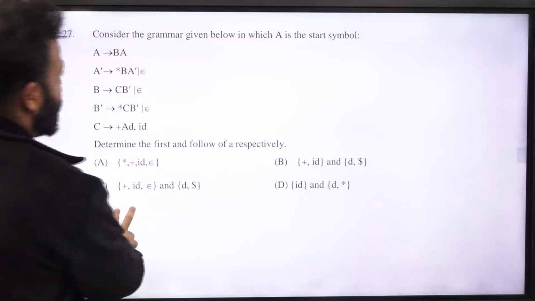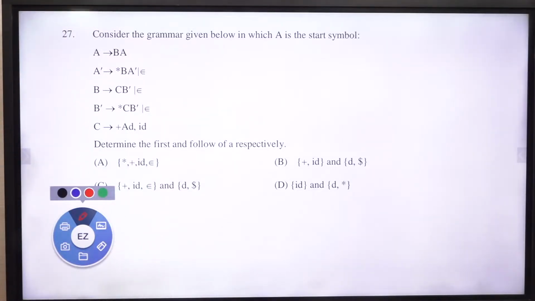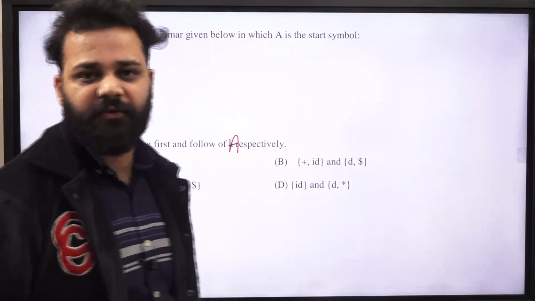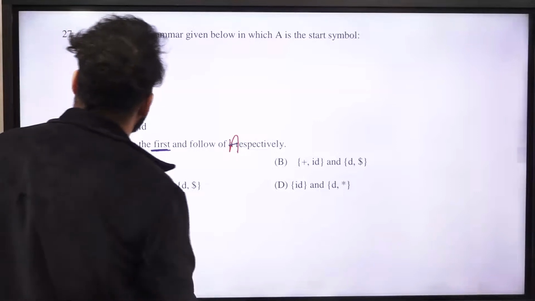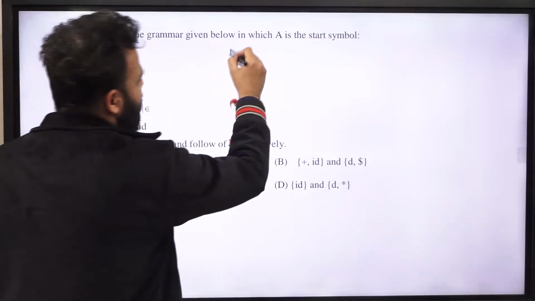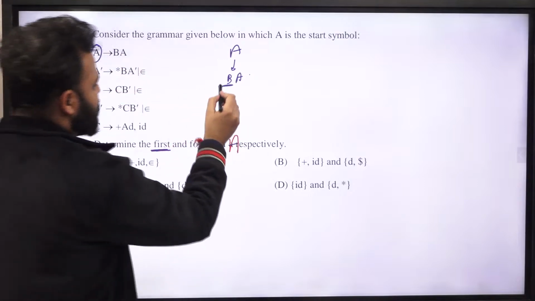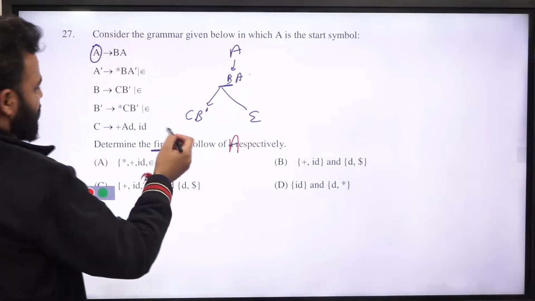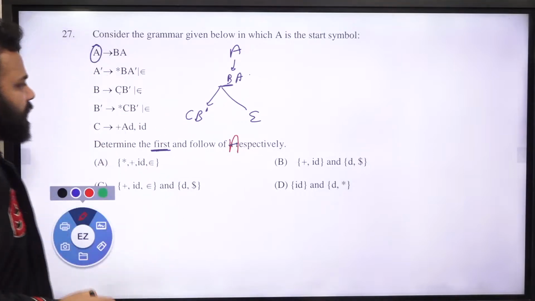Consider a grammar with the following start symbol as A. Determine the first and follow of A respectively. We have to determine the follow and first. So let's compute first. So if we want to find the first of A, we have to see what A is making. So A is making BA. So we have to see first of B. First of B is nothing but first of CB dash and first of epsilon. Yes, B is making CB dash and epsilon.